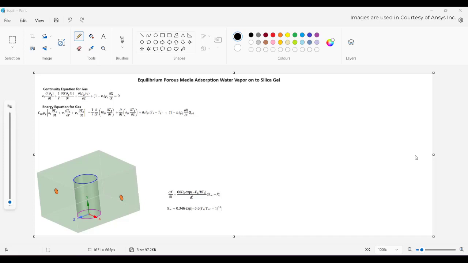Hi, in this video we'll discuss equilibrium in porous media, adsorption of water vapor onto silica gel. So generally, if you see any porous media, if these are the pores and this is the gas that is entering in, right?